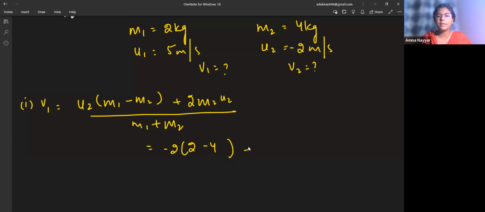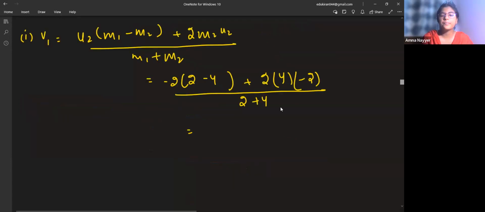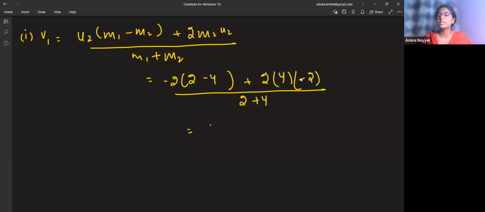M1 minus M2, 2 minus 4, plus 2 M2, M2 is 4, U2 is again minus 2, divided by M1 plus M2, which is 2 plus 4. So this becomes: 2 minus 4 is minus 2, minus 2 into 5 is minus 10. Minus 2 into 4 is minus 8 into 2 is minus 16. So this is minus 10 minus 16 divided by 6, which becomes minus 2 meter per second.